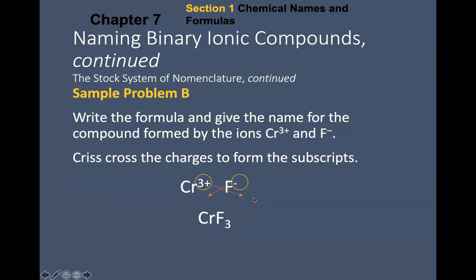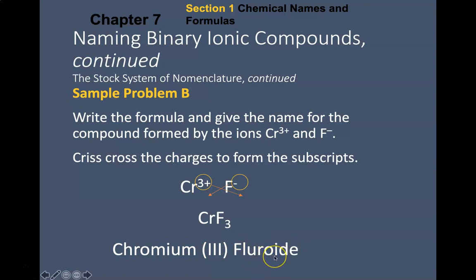In this particular compound, the 1 is one that we don't rewrite. So in this case, we have CrF3. That's the formula. The name would be a little more complicated. The name here is going to be chromium(III) fluoride.